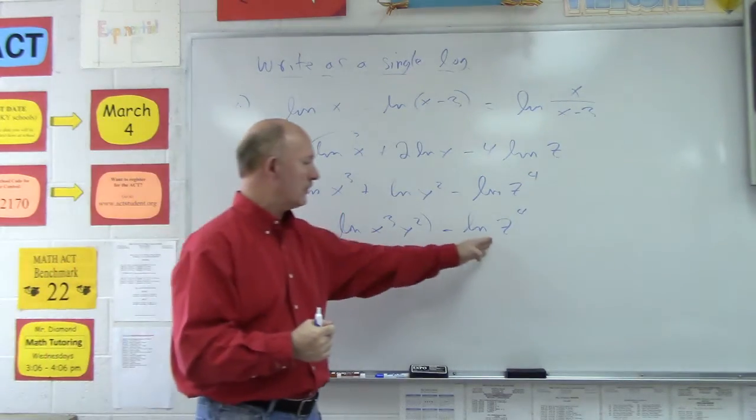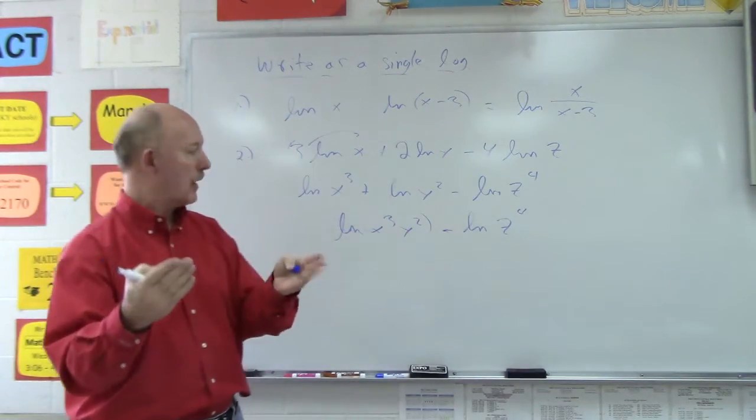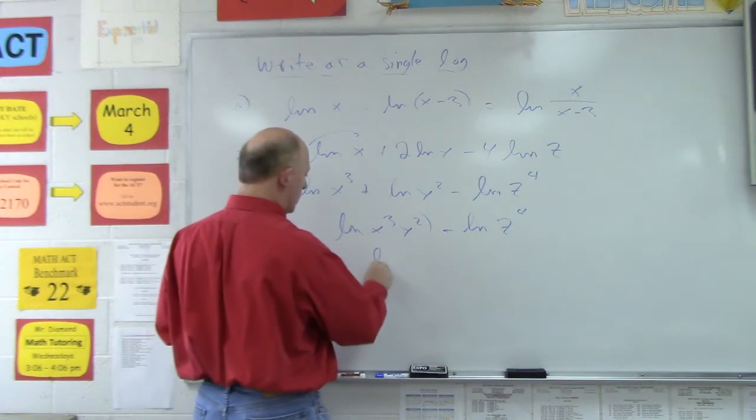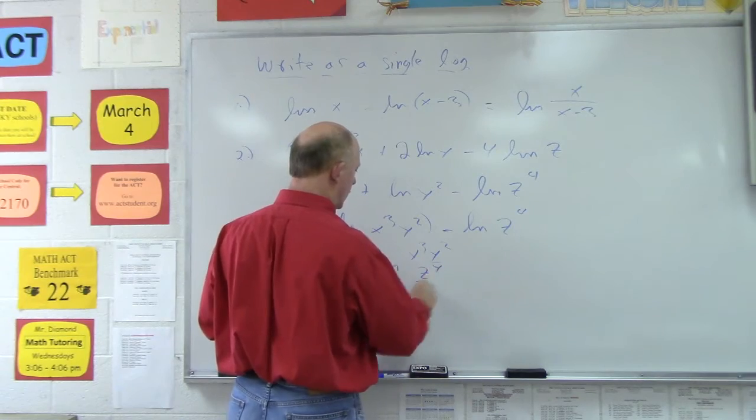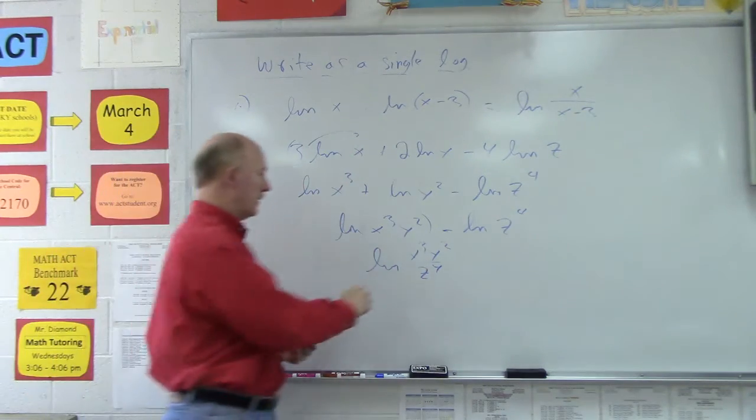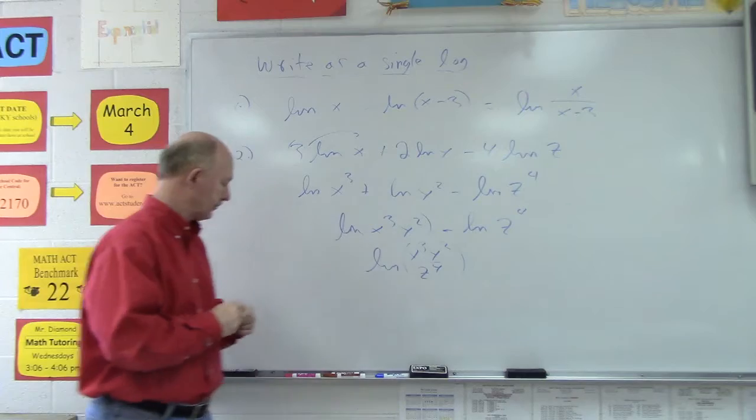So this is a subtraction. As you combine over subtraction, you want to use the quotient property now. It becomes natural log x to the 3rd y squared over z to the 4th. And we've got it. So as you combine this into one log, this is it.